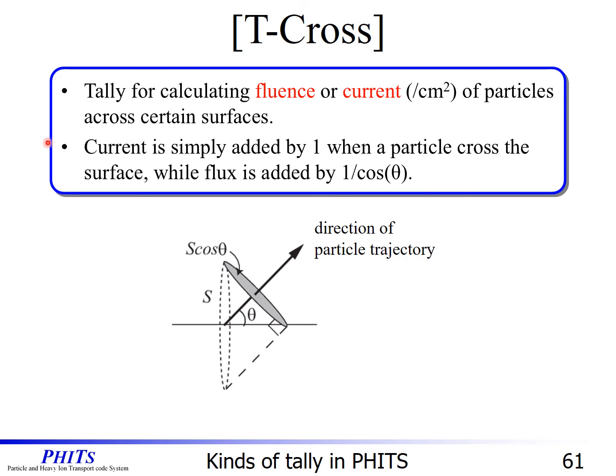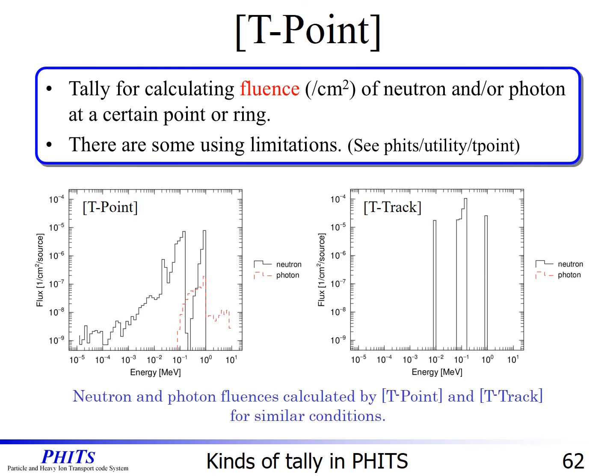Cross tally is for calculating fluence or current of particles across certain surfaces. Current is simply added by 1 when a particle crosses the surface, while flux is added by 1 divided by cosine theta. T-point is for calculating fluence of neutron and/or photon at a certain point or ring. T-point provides fluence in a short computational time, but there are some limitations. The instruction and samples are placed in the folder of PHITS utility T-point. If you are interested in the point tally, please see them.